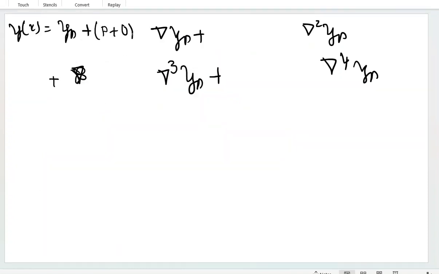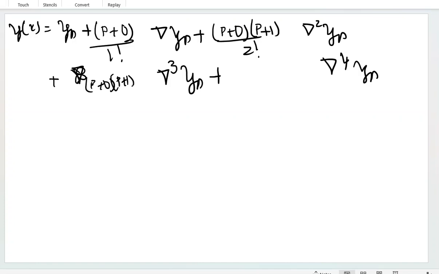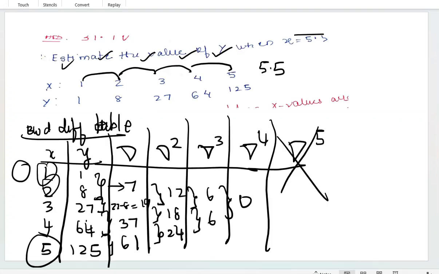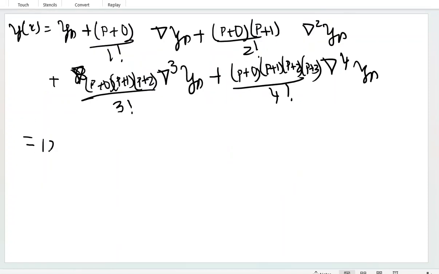Here it will be p plus 0 upon 1 factorial, p plus 0, p plus 1 upon 2 factorial, p plus 0, p plus 1, p plus 2 upon 3 factorial, p plus 0, p plus 1, p plus 2, p plus 3 upon 4 factorial. The yn in this case is the last value in the y column. In forward we take the first value, whereas in backward we take the last value.